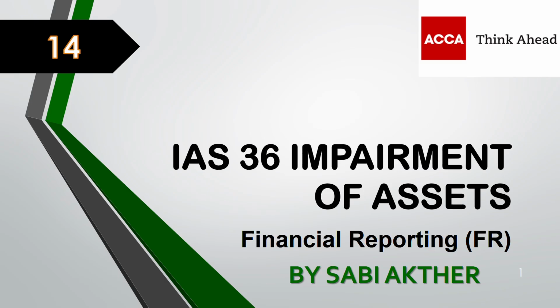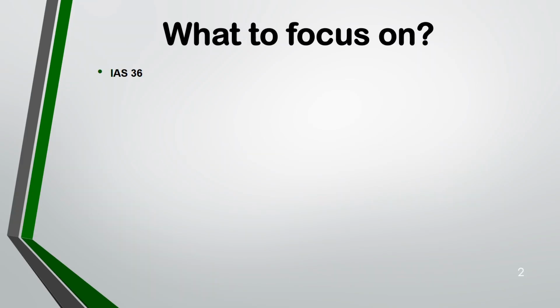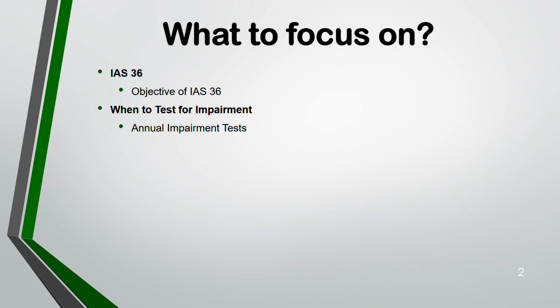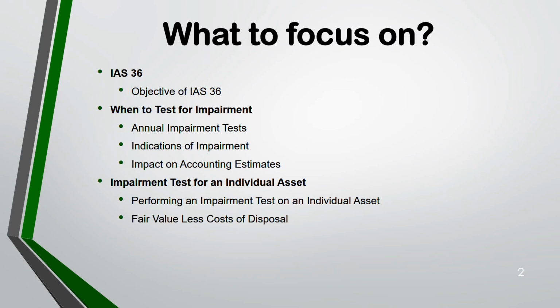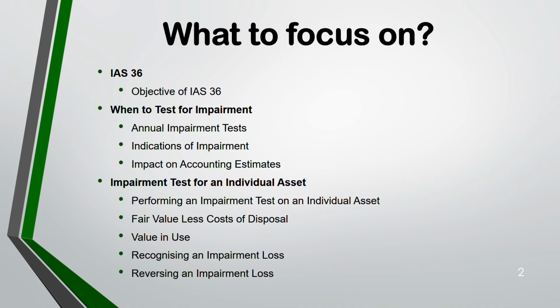This is IAS 36 impairment of assets. So in this lecture we are going to go through the objective of IAS 36, when to test for impairment, annual impairment test, indications of impairment, impact on your accounting estimate, impairment test for an individual asset, performing an impairment test, fair value less cost to disposal, value in use, recognizing an impairment loss and reversal of an impairment loss.